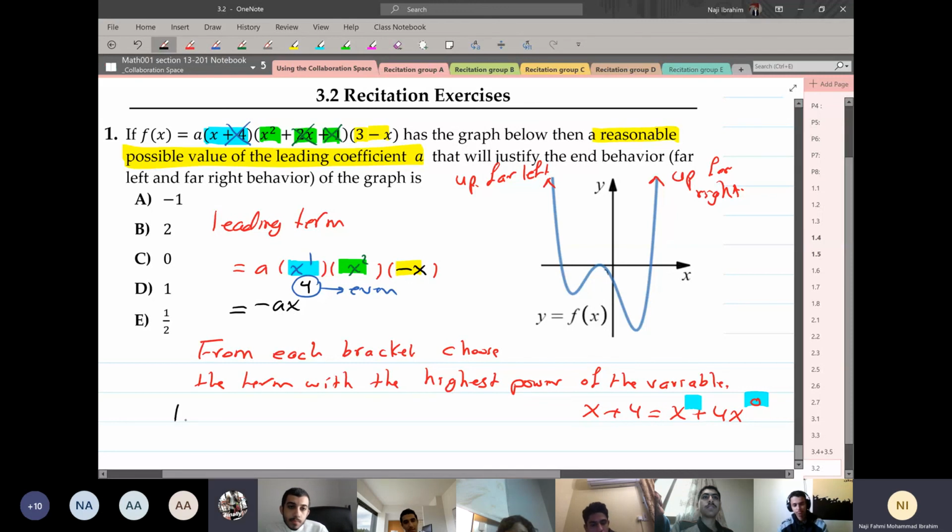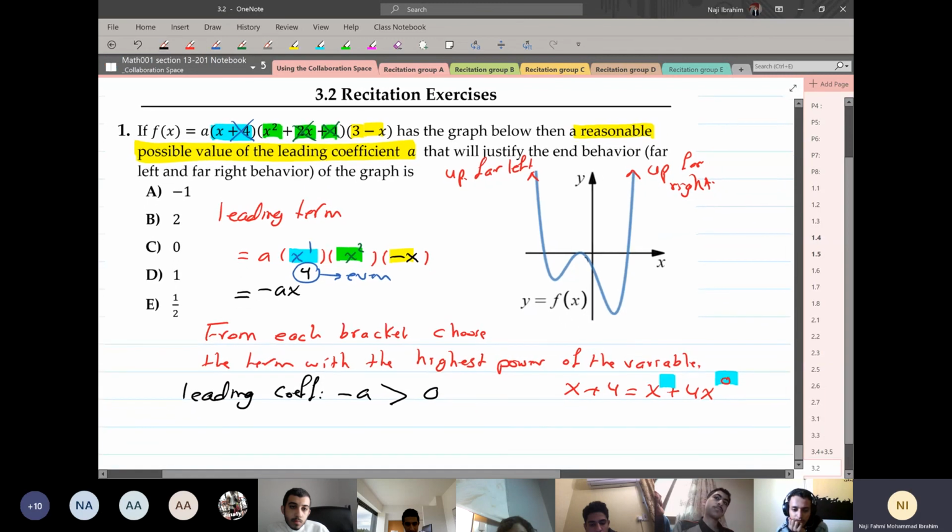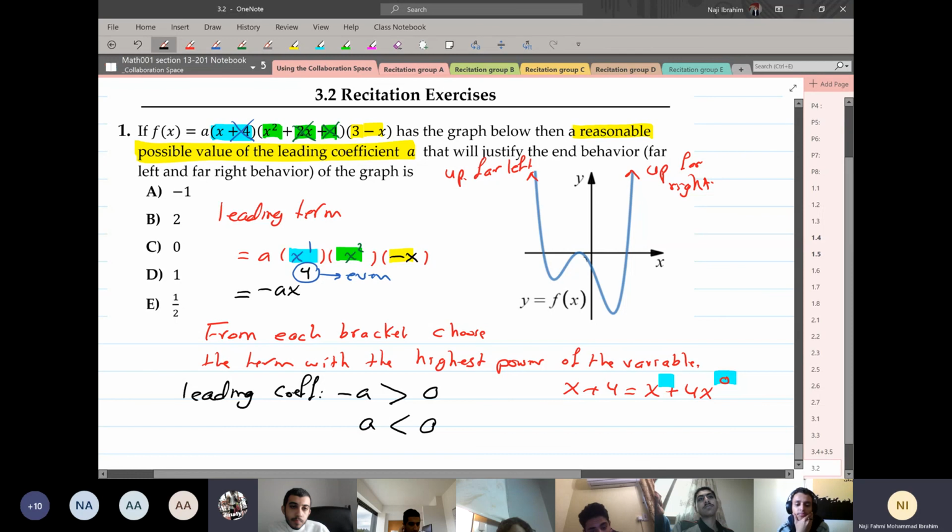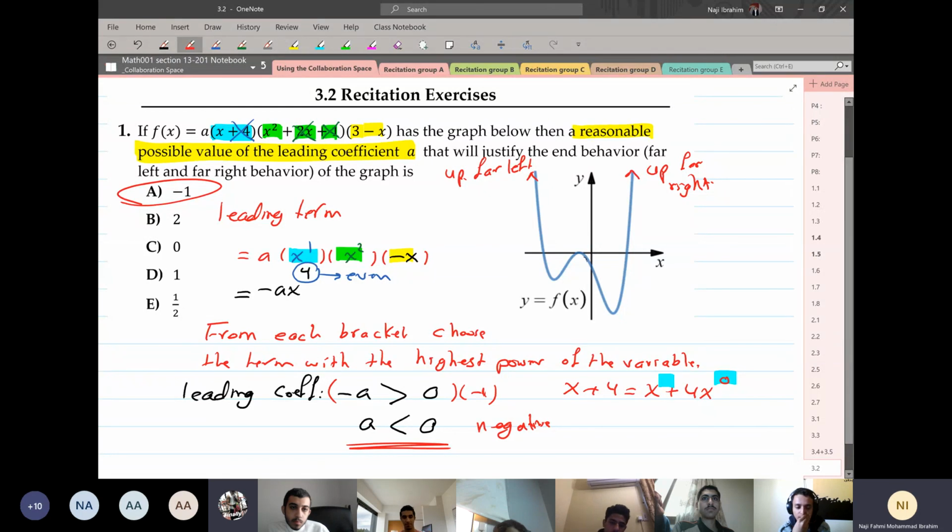What's our leading coefficient in the leading term that we have found? Negative. Okay. So the leading coefficient that we have found was negative a, and this negative a should be greater than 0. What does it mean, greater than 0? Positive. So what can I say about a? A should be negative. So look at the choices now. Which of our choices is negative? Only the first one. The remaining are not. So this is the only possible value, and the question was asking about a possible value for the leading coefficient.